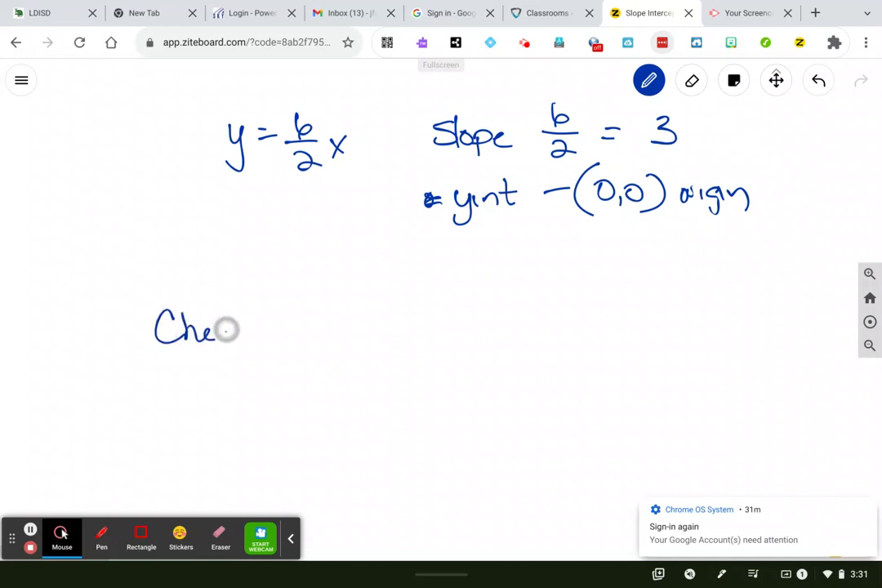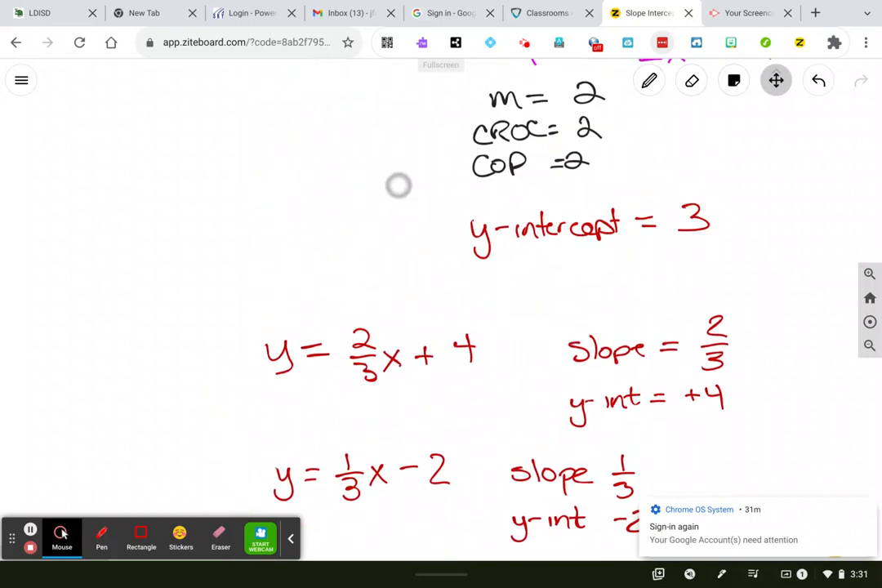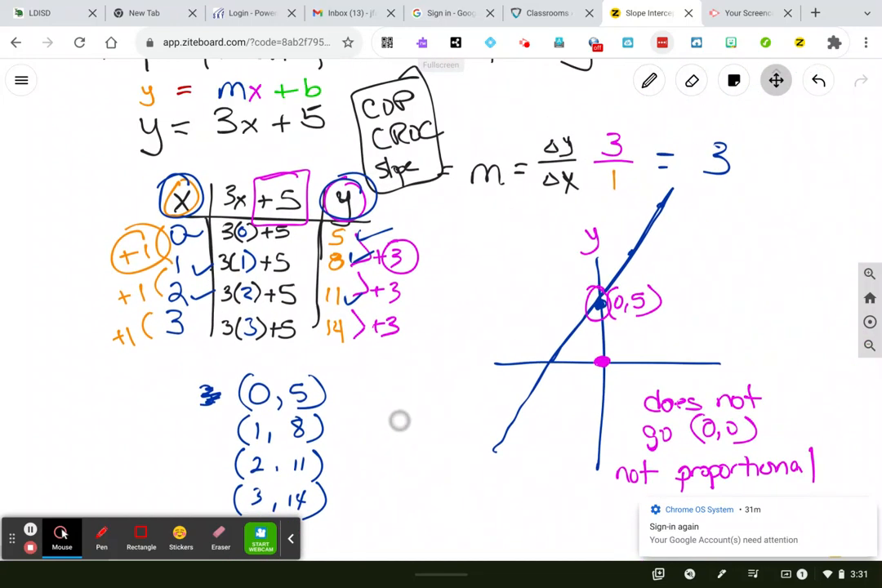When it says to check it, all that means is that you're going to take what you have done here. You checked it. You plugged in your numbers, 0 into 3 times 0 plus 5, gives you 5. When I did that, I got my x and my y value. That's all it means by check it.